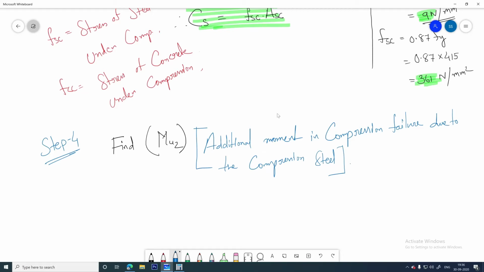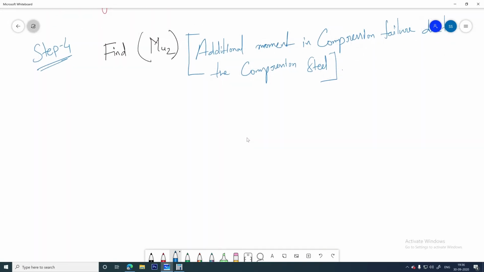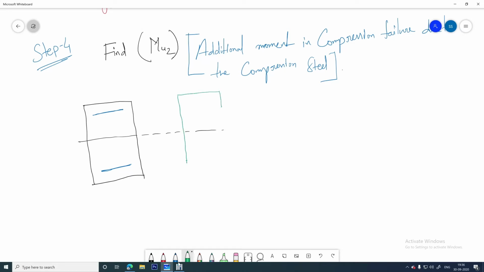So how can you get the value? Look, it is very simple. For that, you draw the simple rough section of our doubly reinforced beam. Here we have the AST, here we have the ASC. So when you draw the stress block diagram, it is something like this.